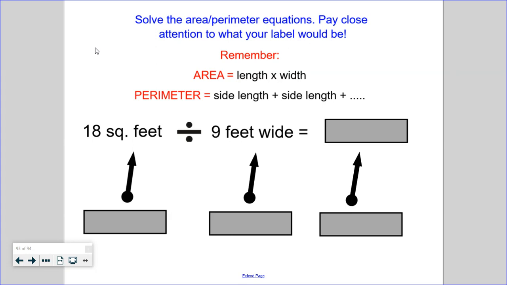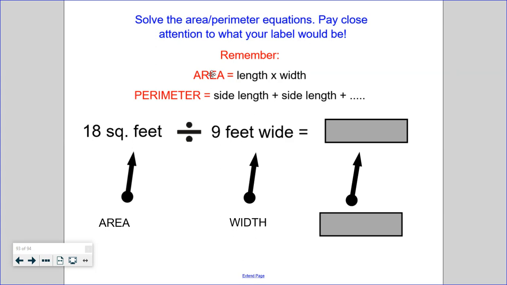So this problem says 18 square feet divided by 9 feet wide equals blank. Well, let's think about what each of these represents. This says square feet, so I know that this is the area. This says 9 feet wide, so I know that this is the width. Now remember what we know about area? Area equals length times width. So the area divided by the width is going to give us what? The length. It's like a fact family, but a fact family with words, right? So if I take my area and I divide it by the width, that's going to give me the length.